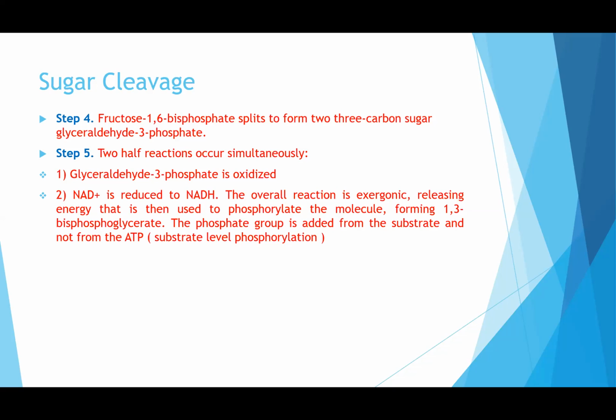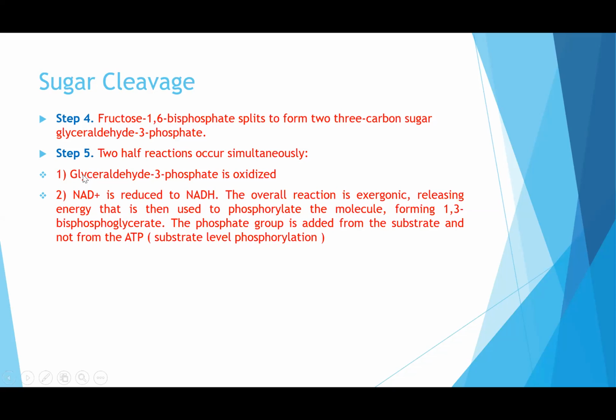Sir, step 5 का second part. Can you repeat that, please? Just ask the second part. What is the area of confusion? Sir, the biphosphoglycerate part.